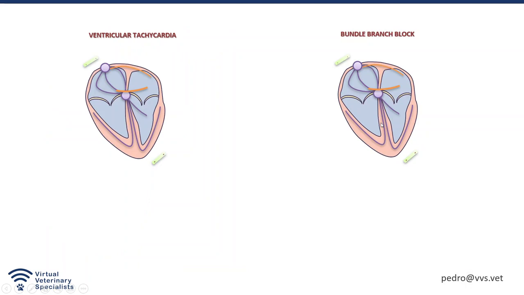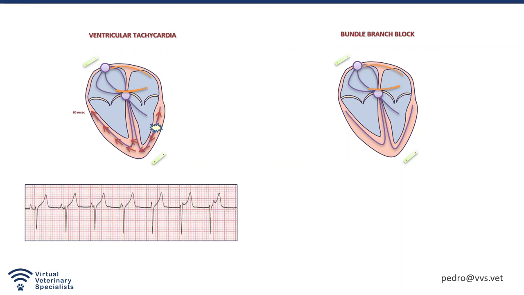Now, it is also possible that we have a bundle branch block that would cause the same appearance of the QRS. So how can I distinguish one from the other? With ventricular tachycardia, as we said, the impulse comes from the ventricle and travels slowly cell to cell until all of the cells are depolarized. And this takes time. So the QRS is wide and bizarre because the impulse does not travel in the normal fashion, so it will look different.